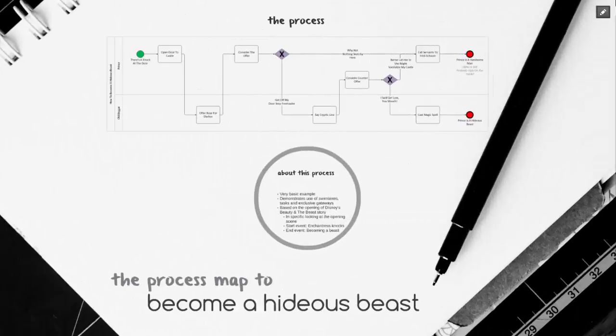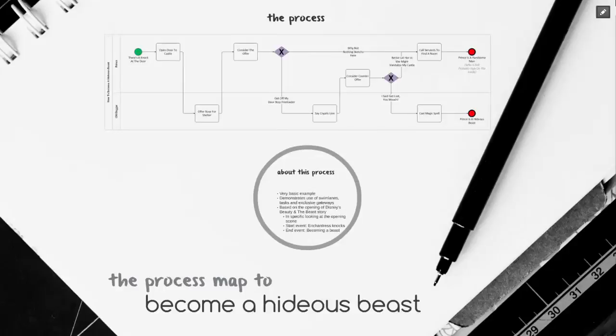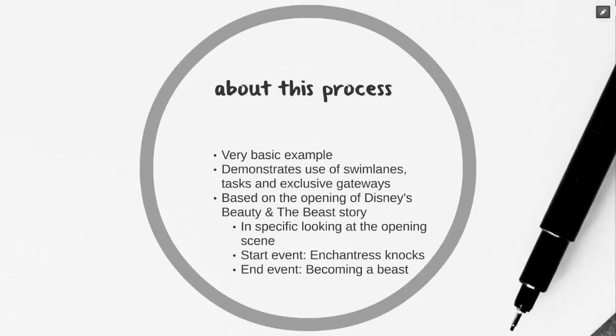Welcome to the process map to become a hideous beast. Today we're going to take a look at a very basic example that demonstrates how to use swim lanes, tasks, and exclusive gateway shapes. This is going to be based on the opening of Disney's Beauty and the Beast story. In specific, we're going to look at the opening scene when the enchantress comes to the castle and knocks on the door, and then ultimately what the process was to make the prince into a beast.